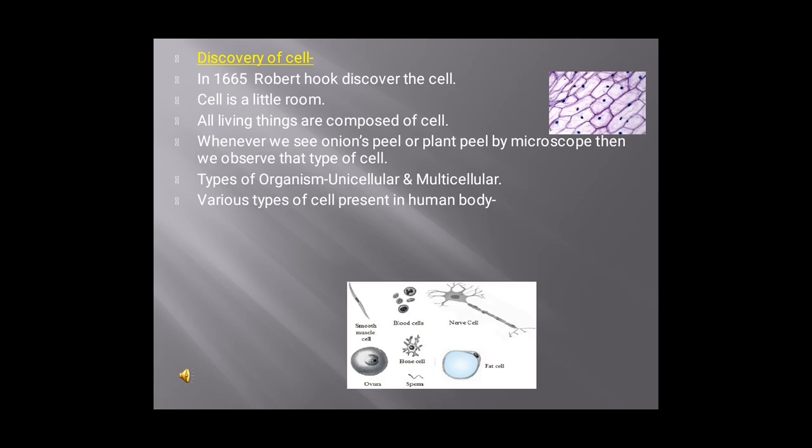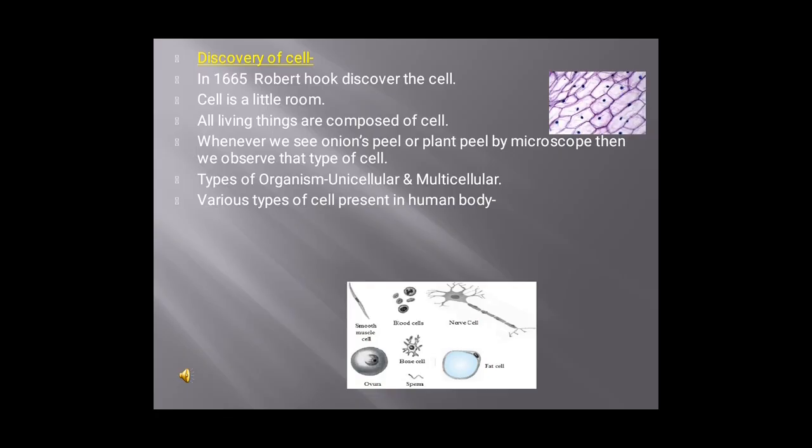In 1665, Robert Hooke examined a slice of cork through a self-designed microscope. It looks like a honeycomb, consisting of many little compartments or many little boxes. Robert Hooke called these boxes cells. Cell is a Latin word, and according to Robert Hooke, a cell is a little room. And all living things are made up of cells.